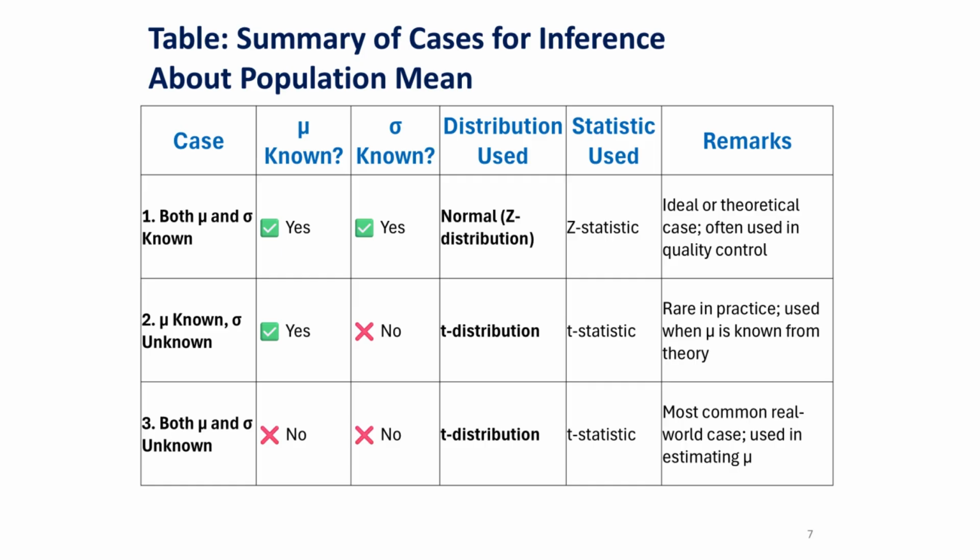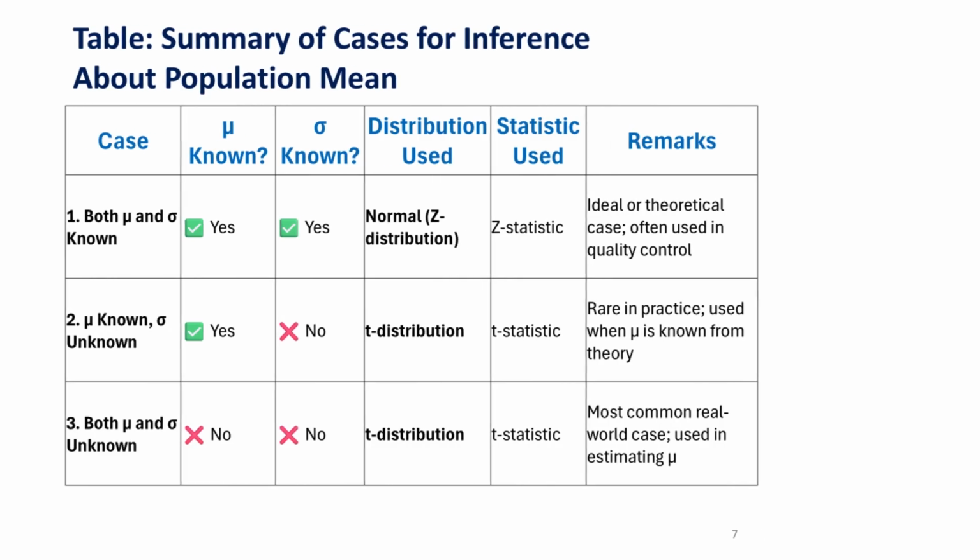Each case uses an appropriate formula to compute the relevant test statistic, z or t, which helps in constructing confidence intervals or conducting hypothesis tests about the population mean.